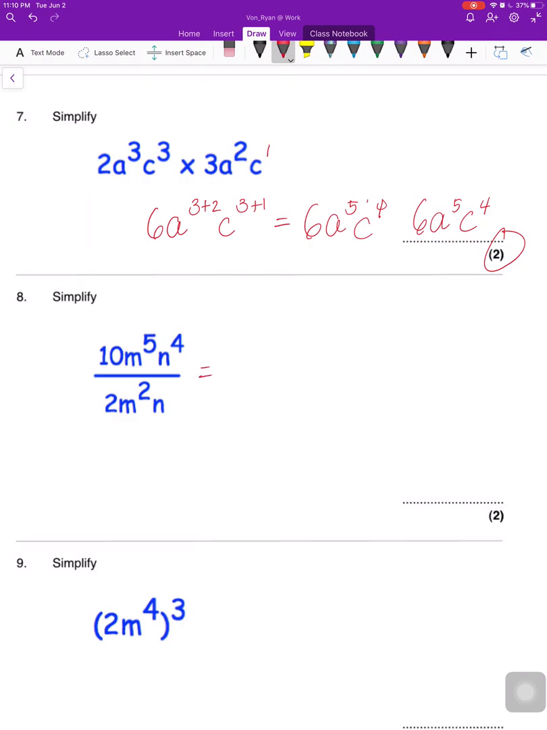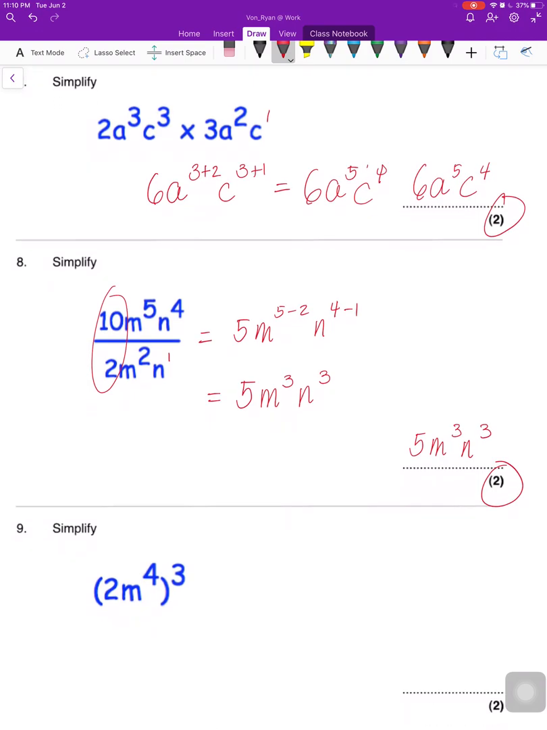Right, next, this is division. So again, we just carry on with the coefficients. So 10 divided by 2 is 5. Next, it's going to be m raised to 5 minus 2, applying the quotient of powers. And then n raised to 4 minus 1, invisible index there, or exponent. So the final answer is 5. m raised to 5 minus 2 is 3. And 4 minus 1 is 3. So the final answer is 5 m cubed n cubed.